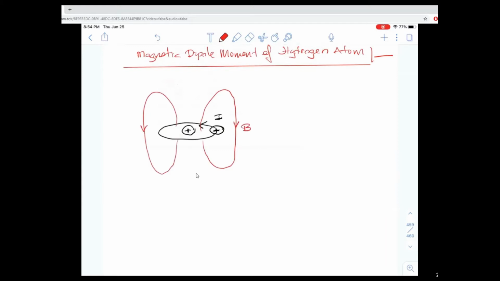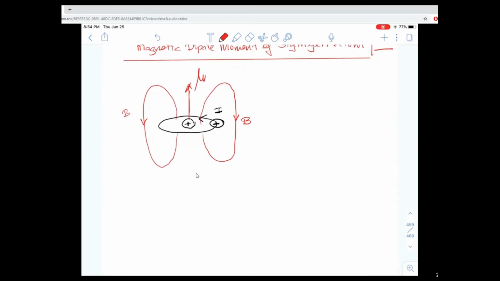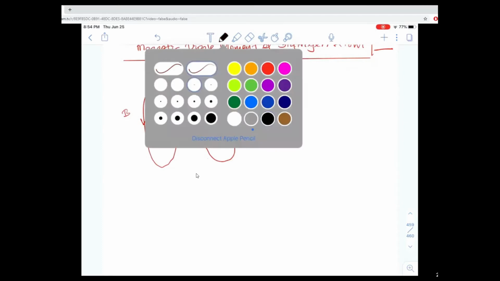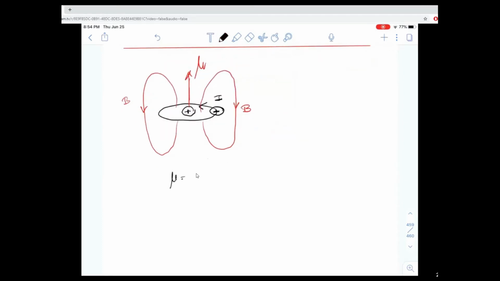Now it acts like a dipole, which means that its magnetization factor, or how much it acts like a dipole, can be represented by mu. So the question is, what is the mathematical expression for mu? Straightforward: number of turns, times area, times the current.